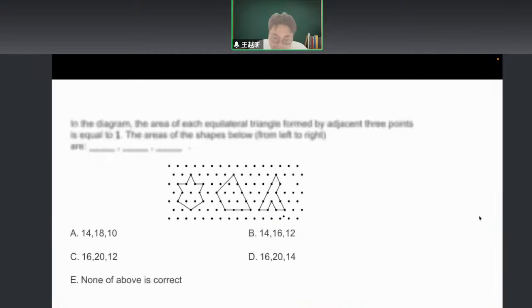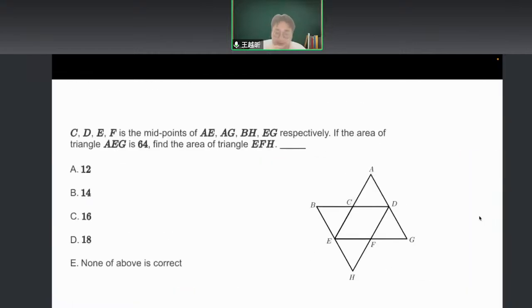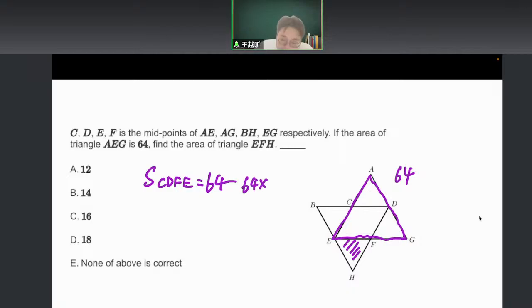So now we can just look at question 7. Where is question 7? Okay, here is question 7. We need to find the area of triangle EFH, this part, right? So this part, we just know the area of AEG is 64, right?